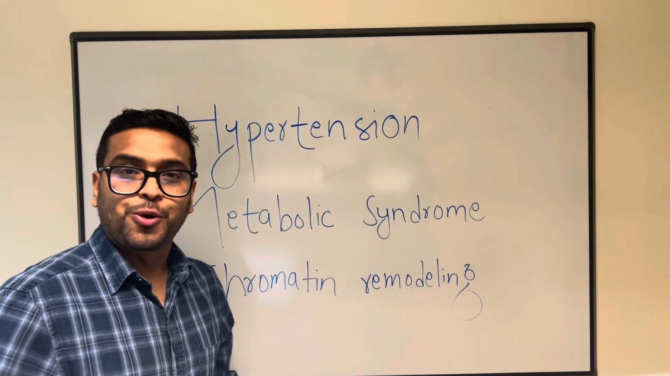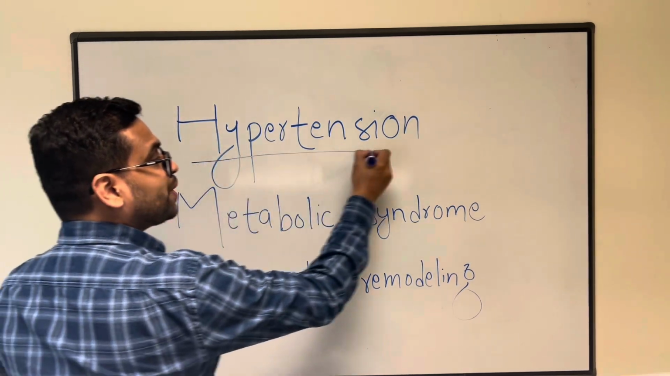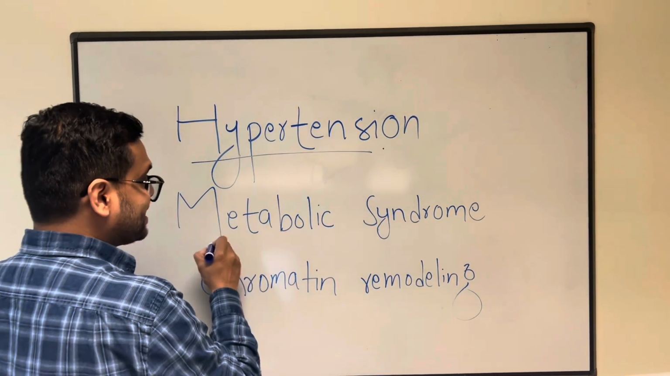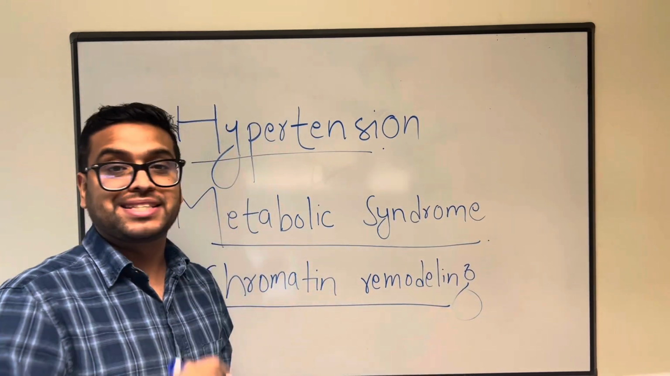Today in this video, I'm going to show you a brief overview of my research work and try to explain some of the key important terms and key important concepts in this video. So please stay tuned. So basically, today I'll be dealing with three important terms. The first one is hypertension, second, metabolic syndrome, and the third one, chromatin remodeling.